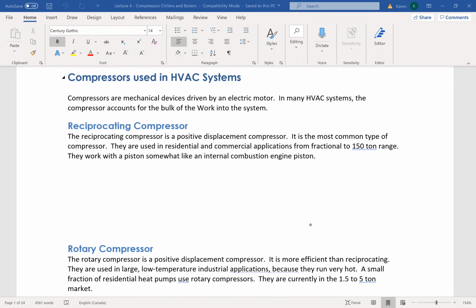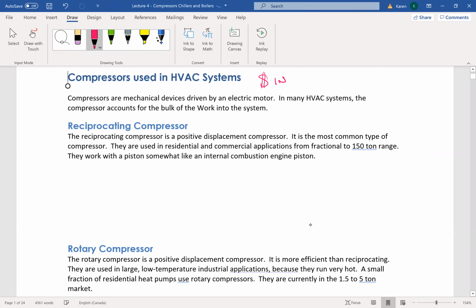It's hard to deny the importance of compressors in HVAC systems. They're driven by an electric motor, so that's where the money goes in. They account for the bulk of the work that is put into the system. The reason I want to emphasize compressors is because there are opportunities.